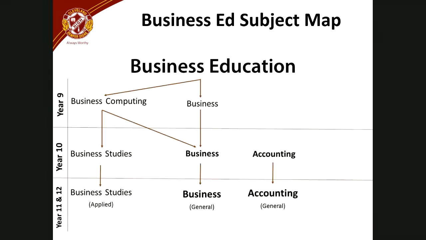All right, the last subject area we're going to look at is business education. And same deal, if you're not doing a business subject in Year 9, that's completely okay. You can still join across in Year 10. And just like food tech, we've got a subject called accounting, which starts up in Year 10 only.